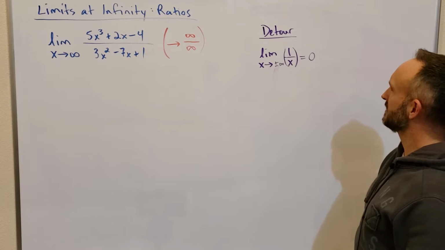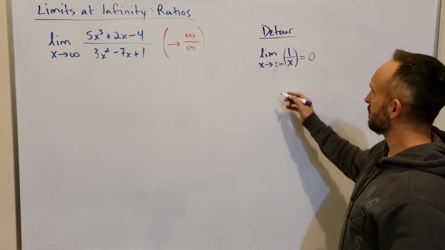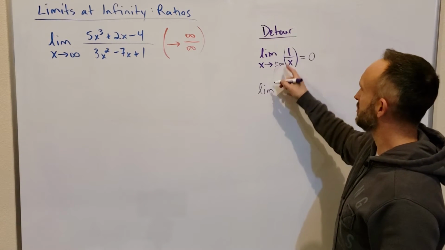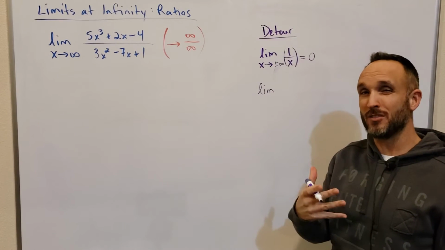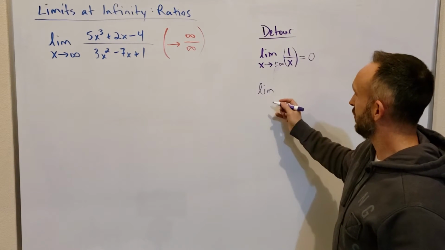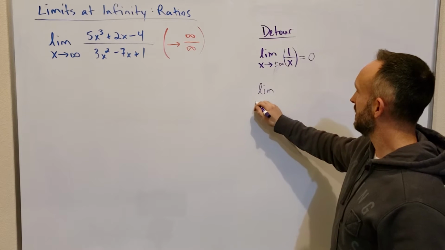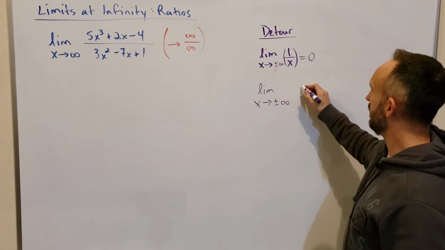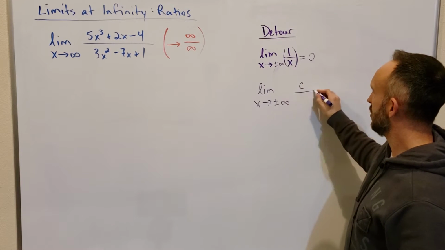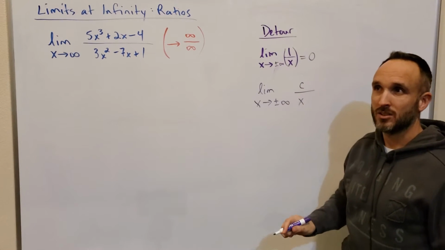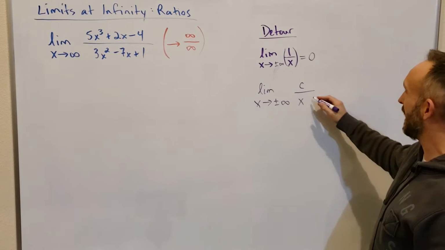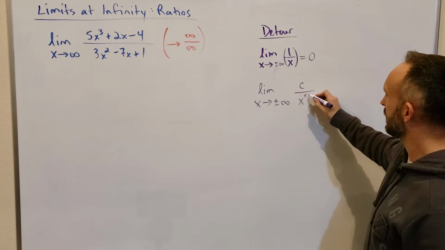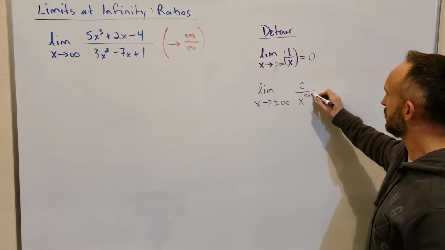Okay? So that's key. And you could probably imagine there's nothing special about 1 other than the fact that it's a constant. So if we take the limit as x goes to positive or negative infinity of any constant over x really to any power, let's call it r for rational, has to be a rational power.